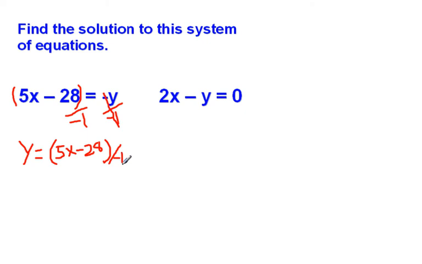And there we go. Now for the equation on the right, we have 2x minus y equals 0. To get y by itself, we're going to take this negative y over to the other side of the equal sign, where it becomes positive y. So we have left y equals 2x.